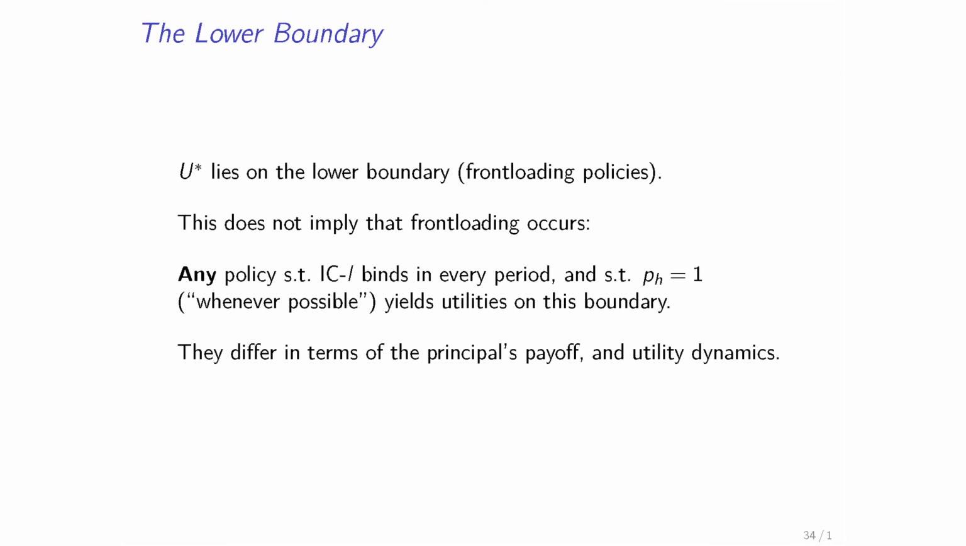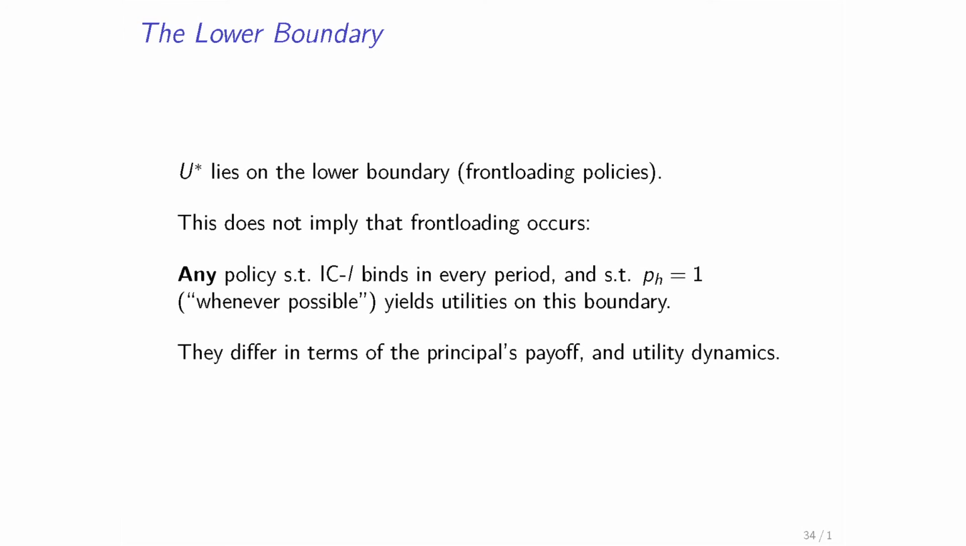And also, he wants to shrink the distance between the promised utility pairs after high and low reports as close as possible. So in this case, that means we have the efficient allocation in which the high type always gets the unit, and we have a binding low type IC constraint. So that means we will only land on the front-loading policy frontier, because for any policy such that IC low is binding and pH is equal to 1, the agent's utility is equivalent to a front-loading policy.